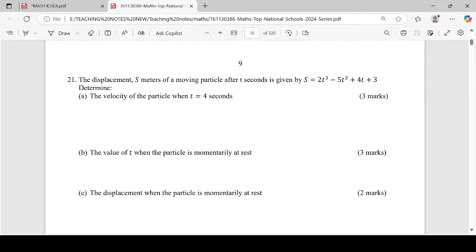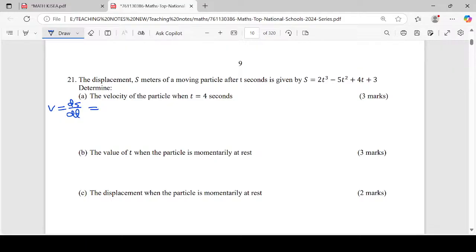Dear learners, that is very easy, because for us to get the differentiation, remember that this is an equation for displacement, and they are talking about velocity. So velocity is obtained when you differentiate displacement with respect to time. You're going to get velocity, that is ds over dt.